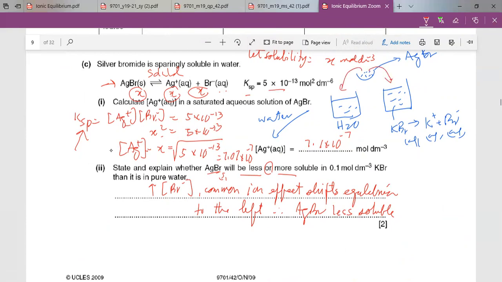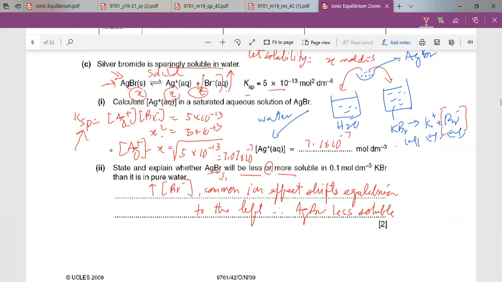Of course, KBr will be totally dissolved because all potassium salts are soluble here. So there's already a concentration of Br minus here, right? So in this case, make sure you refer to this equation here. When you put this here, there's already Br minus here. That means Br minus will increase.